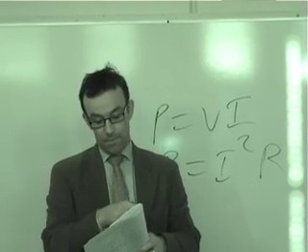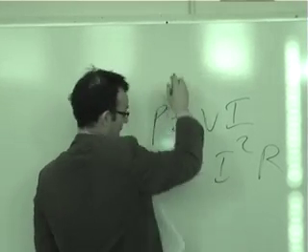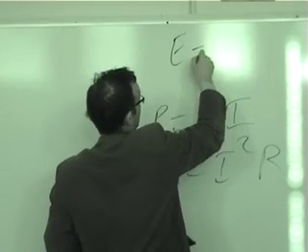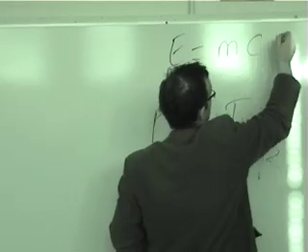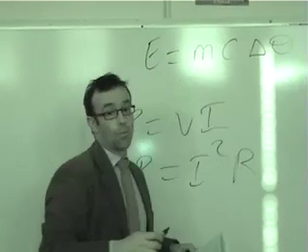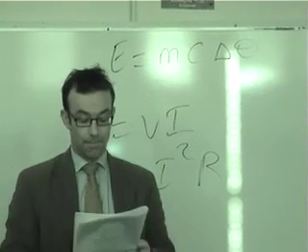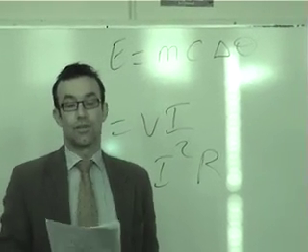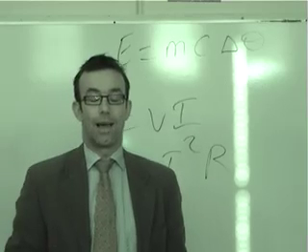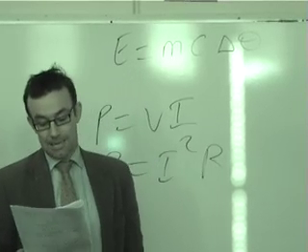The next part is just a very straightforward application of E equals mc delta theta, where theta is the change in temperature. The correct answer is 35.5 joules. If you've not got that, do the question again.